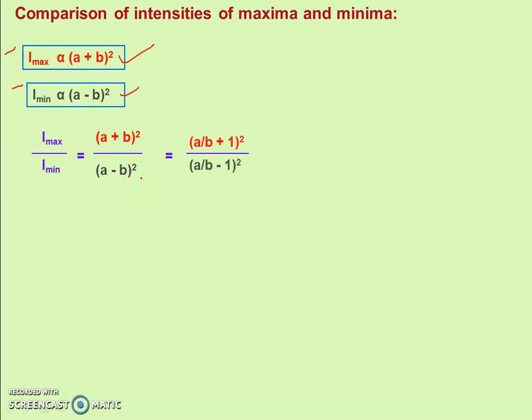Now, this equation can be divided by B in numerator and denominator. So we will get (A by B plus 1) whole square divided by (A by B minus 1) whole square. This A by B is the ratio of amplitudes of the first wave or first source and second source. So we can get this ratio R as this.